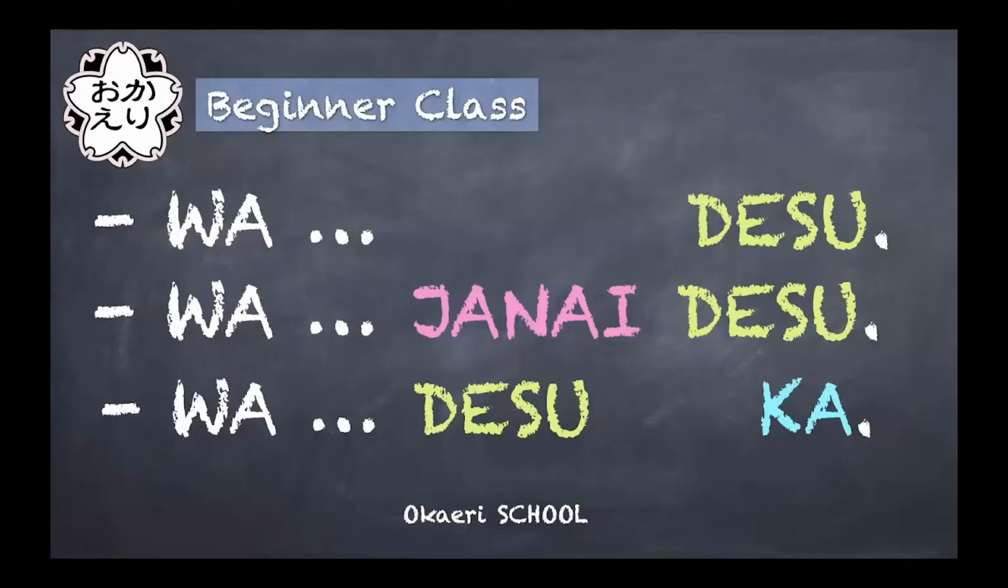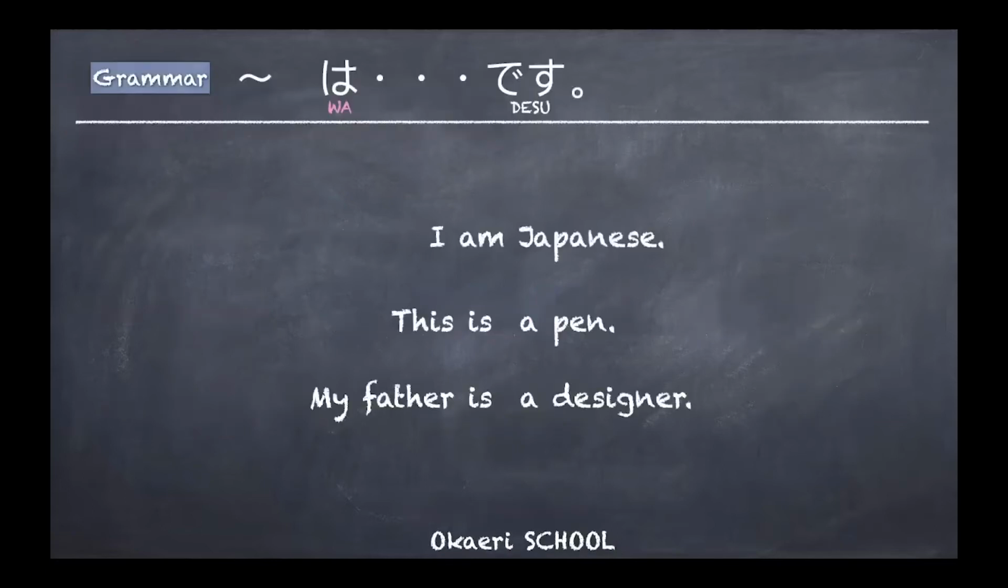Today we're going to talk about grammar, the very, very basic and important grammar in Japanese. I have picked three most important structures. The first one, wa desu. Something wa blah blah, janai desu. And then something wa blah blah, desu ka. These three sentences. Let's have a look at the first one.